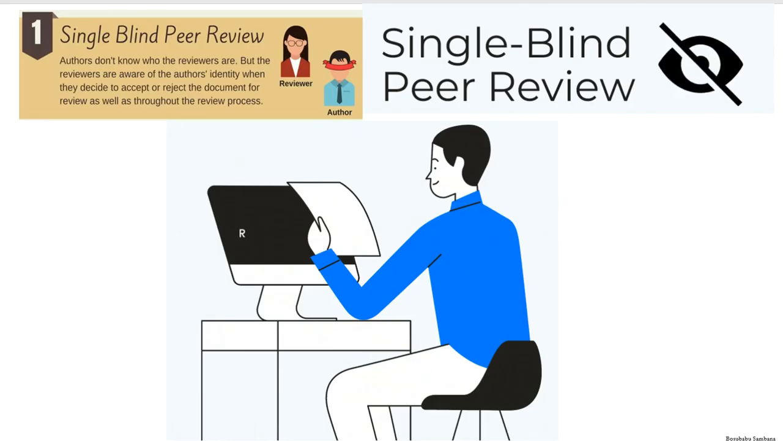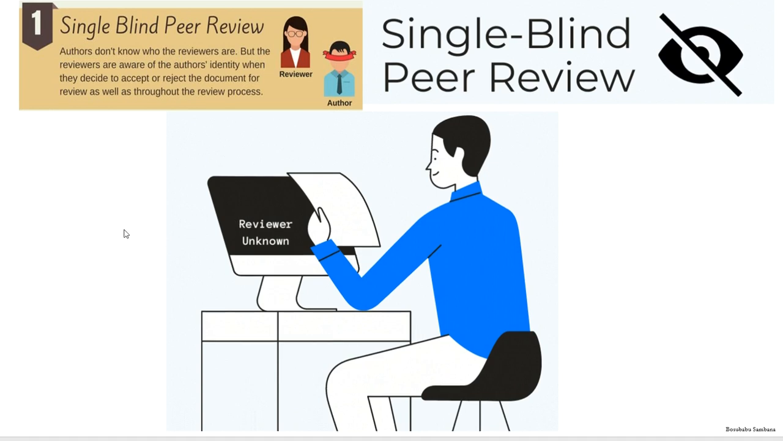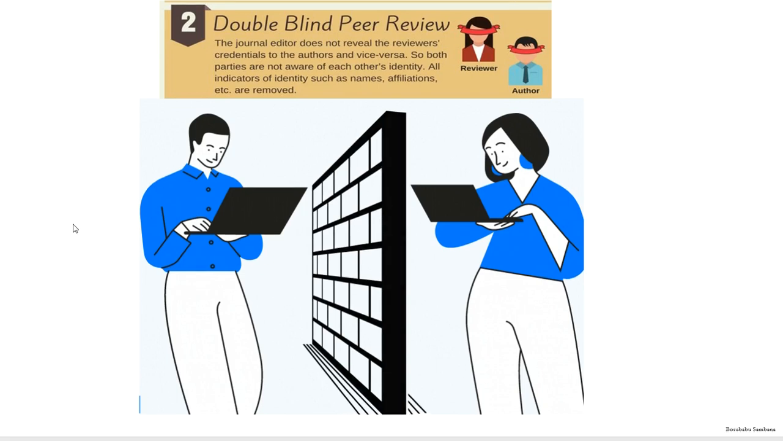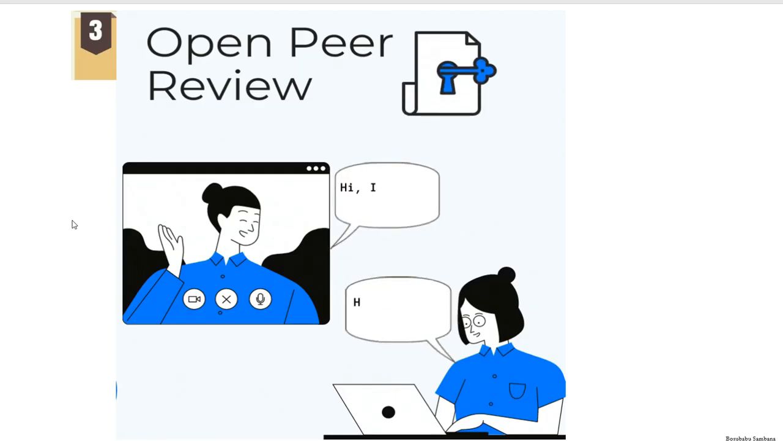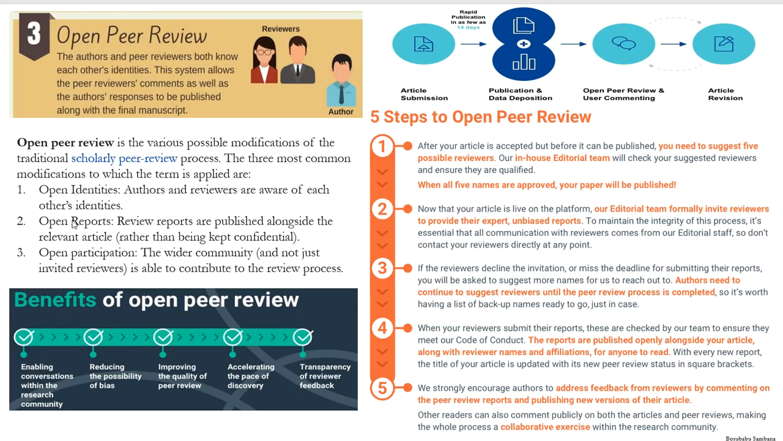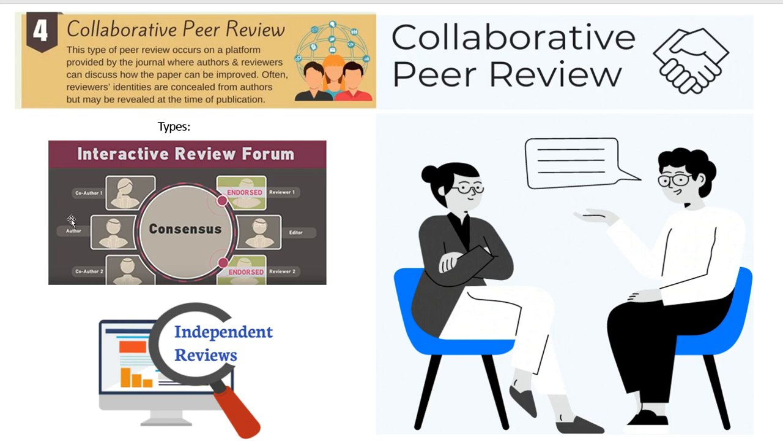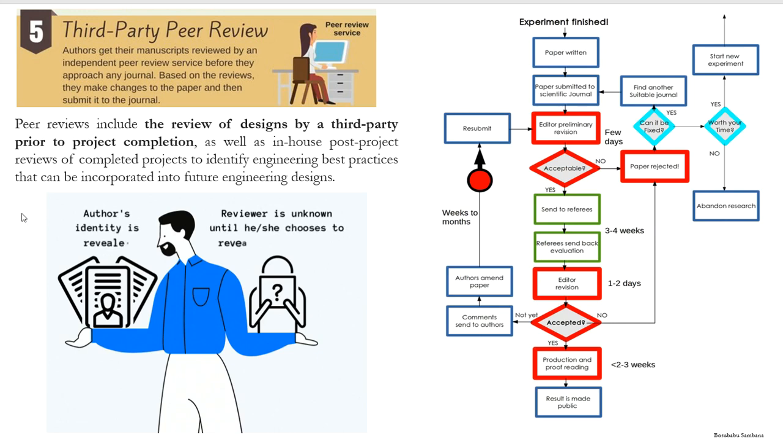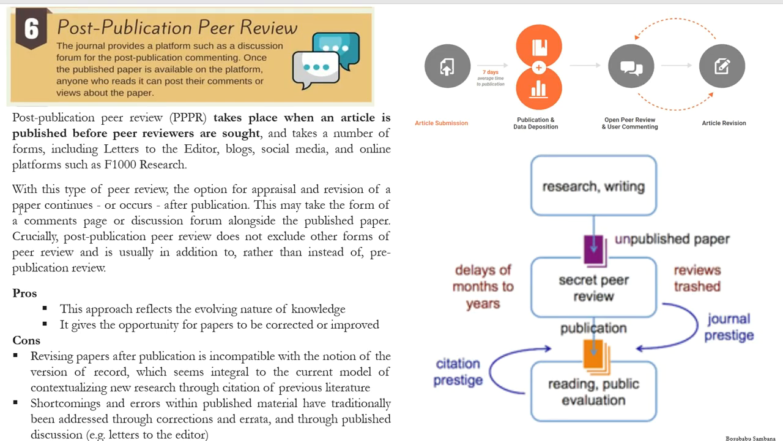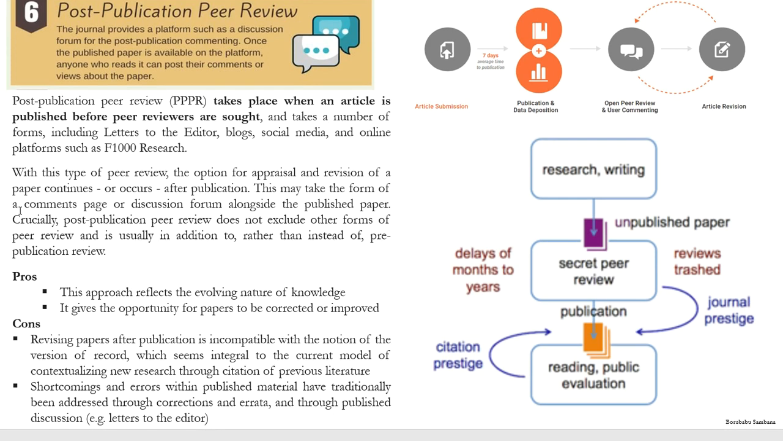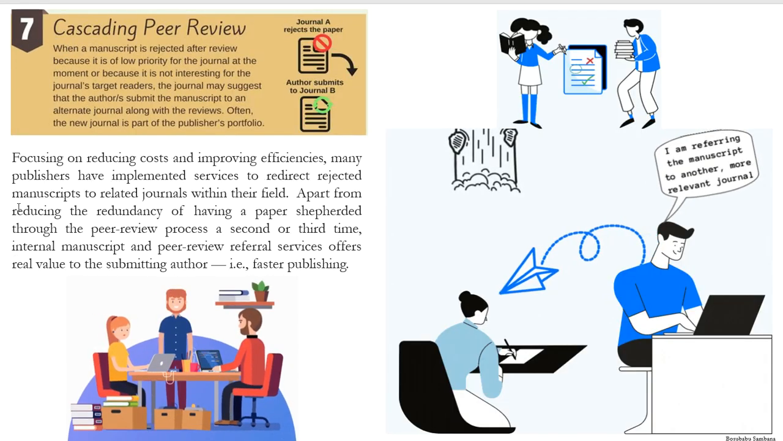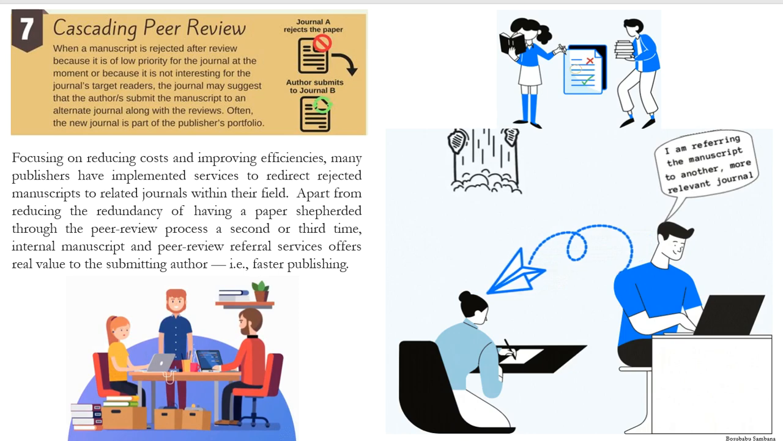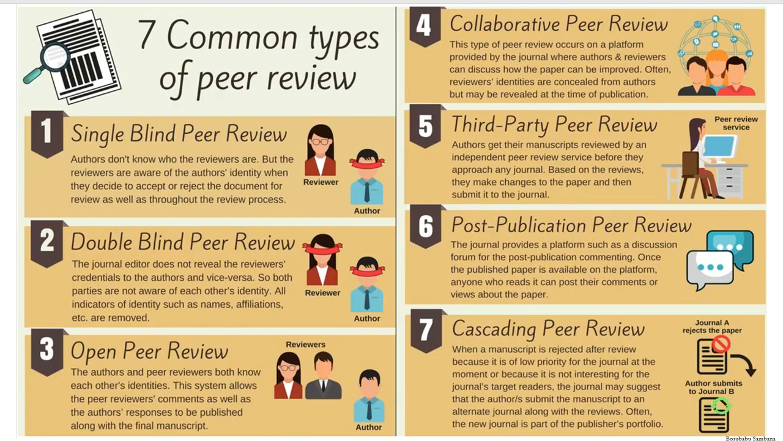Right now: single blinded peer review and double blinded peer review. Next, open peer review. Next, collaborative peer review, and third party peer review, and post publication peer review, and cascading peer review. Okay, now we will go through the different types, starting with the initial cases.